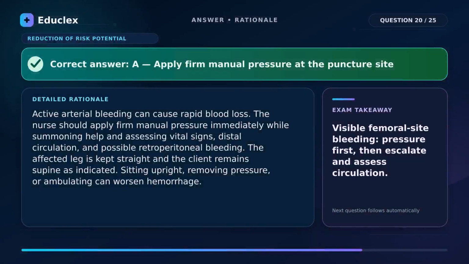The correct answer is A. Apply firm manual pressure at the puncture site. Here is the rationale. Active arterial bleeding can cause rapid blood loss. The nurse should apply firm manual pressure immediately while summoning help and assessing vital signs, distal circulation, and possible retroperitoneal bleeding. The affected leg is kept straight and the client remains supine as indicated. Sitting upright, removing pressure, or ambulating can worsen hemorrhage. Exam takeaway. Visible femoral-site bleeding, pressure first, then escalate and assess circulation.